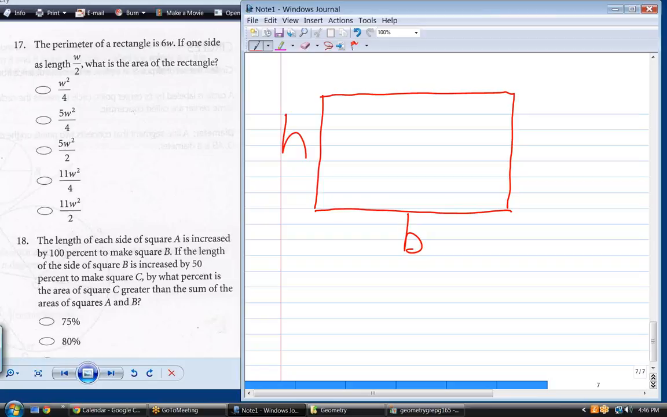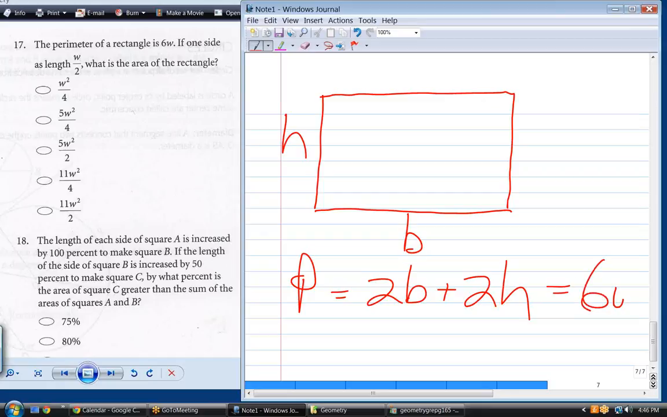What's the perimeter of this rectangle that I've drawn as a function of h and b? 2b plus 2h. Okay. Now, the rectangle that they've given us has a perimeter of 6w. Yeah. If one side, and they left out an h, if one side has length w over 2, what's the area of the rectangle?